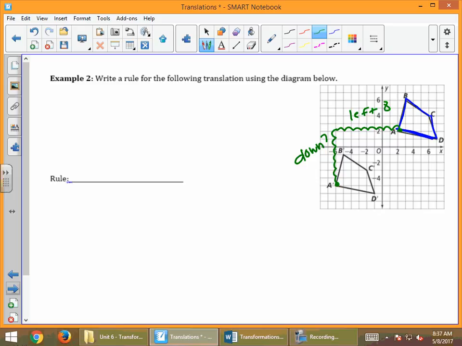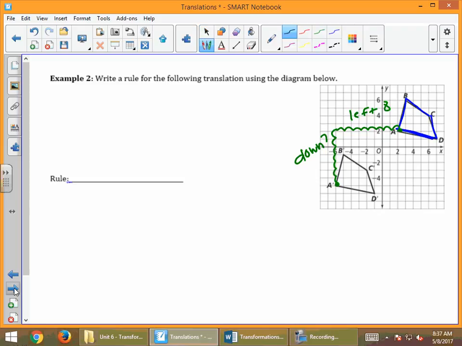If A went left 8, down 7, that means B, C, and D are going to do the same exact thing. So there's really no point in counting those other ones because they're all shifting the exact same. So you only have to really count one. And it doesn't matter, you could have counted for D, you could have counted for C. We just chose A.